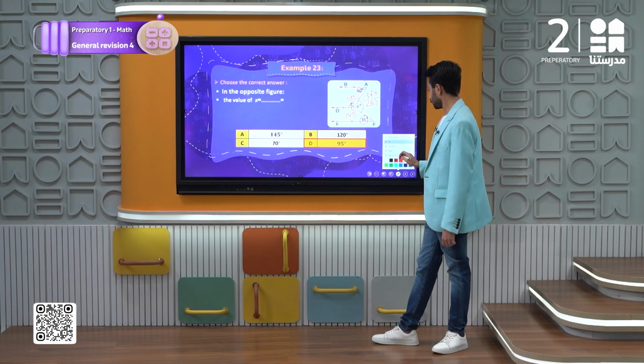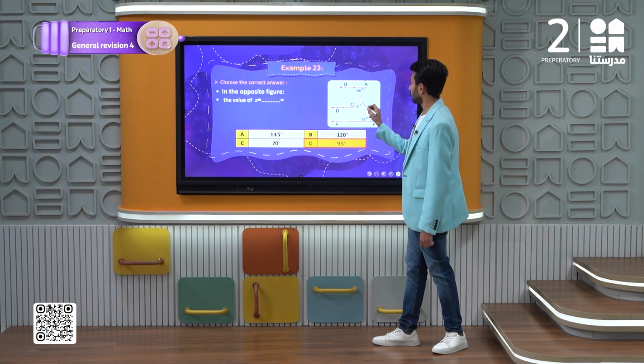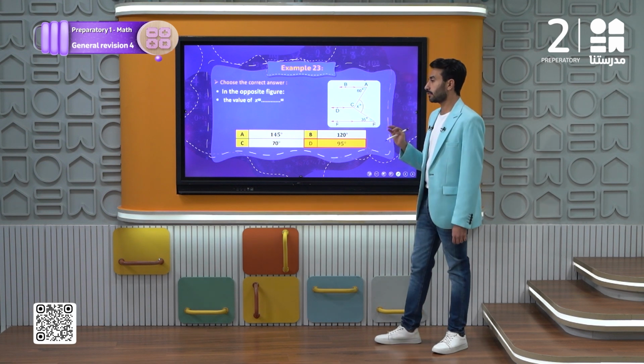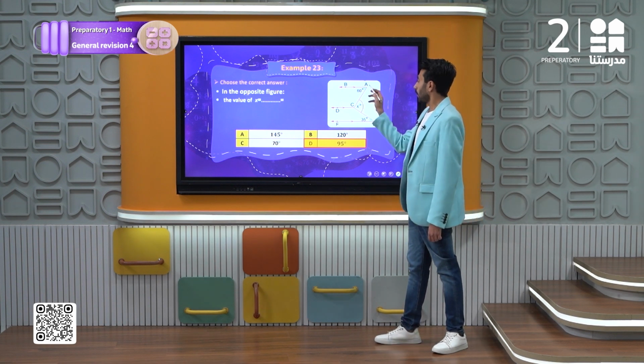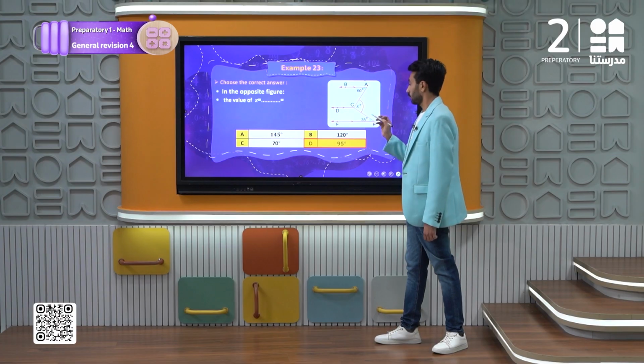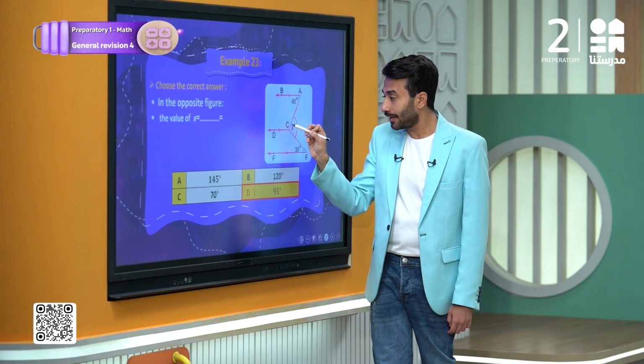So again, simply to find this angle, you can't find this angle because it's not made by a line from the parallel lines. We don't have any parallel lines with this angle.